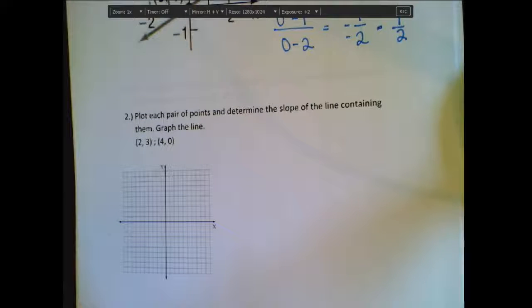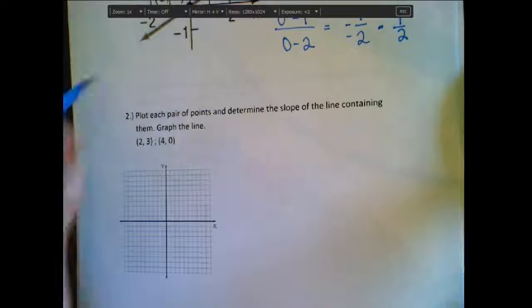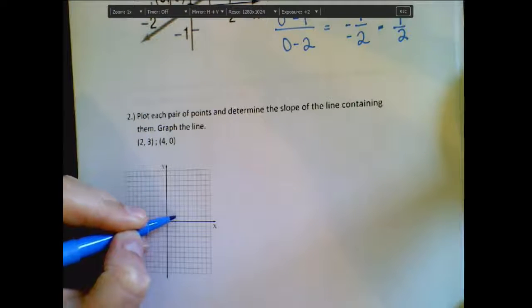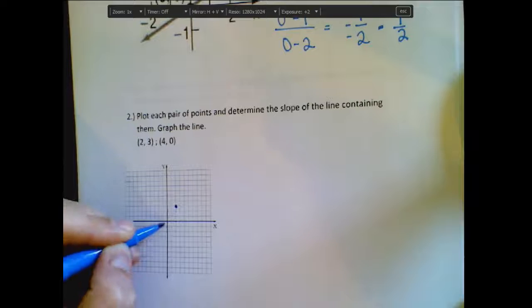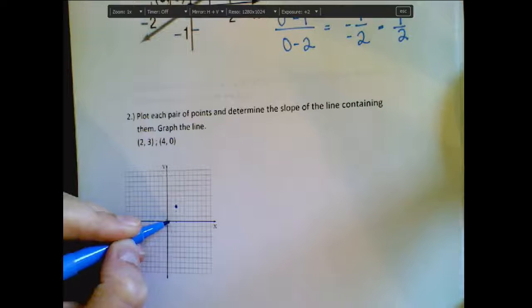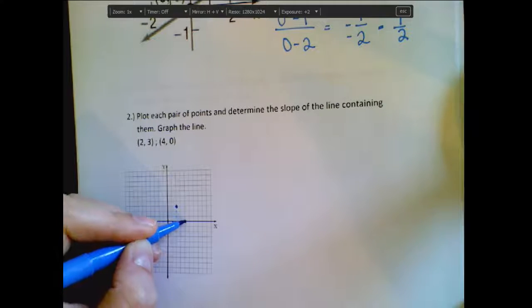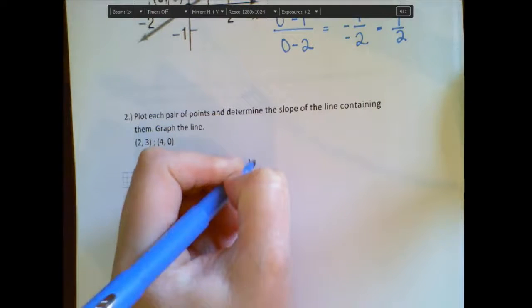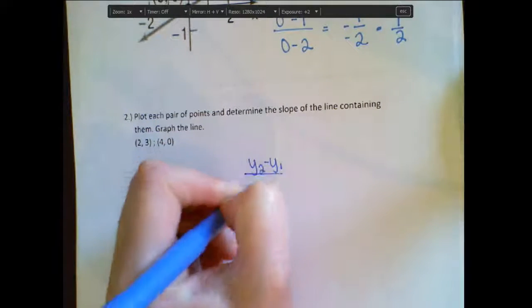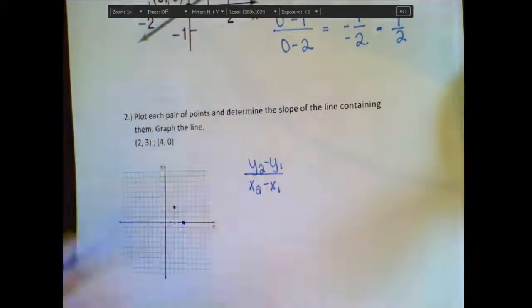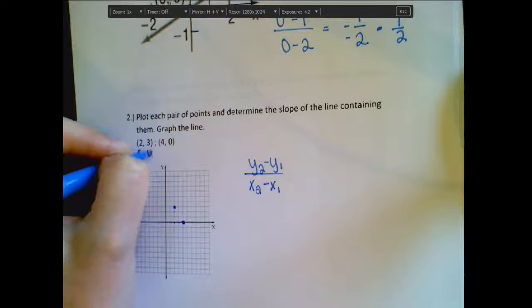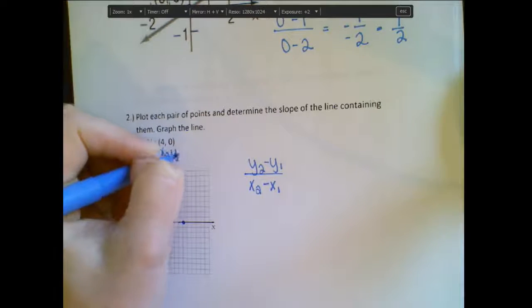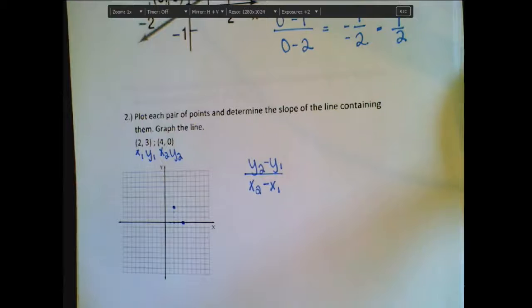Plot each pair of points, determine the slope containing the line, and then graph the line. So I'm going to plot them first: 1, 2, 3, and then 4, 0, going 1, 2, 3, 4, and not going anywhere else. Plot these, and then determine the slope. Again, slope is change in y over the change in x. I'm going to label these x1, y1, x2, y2. It does not matter in which order you do these.